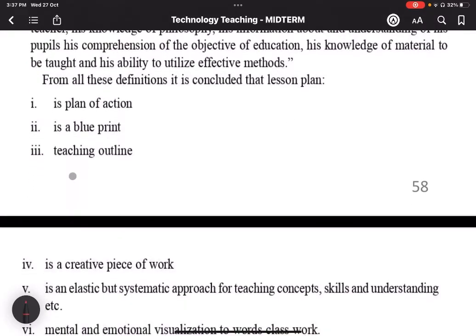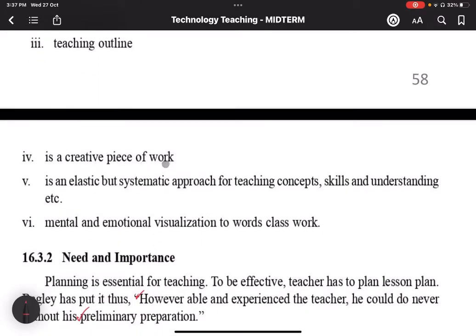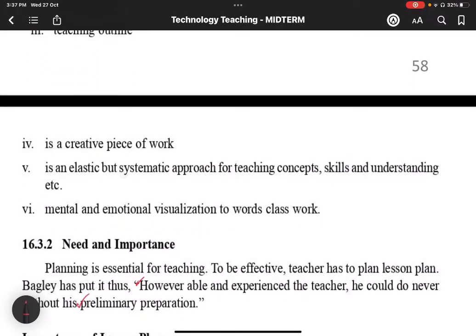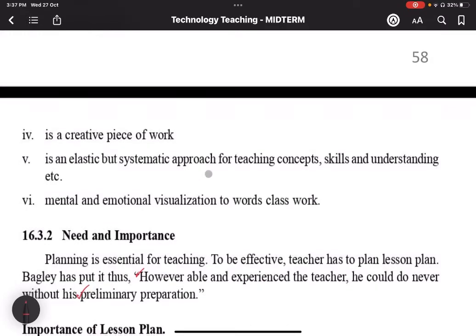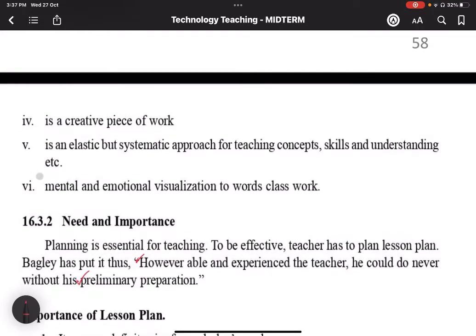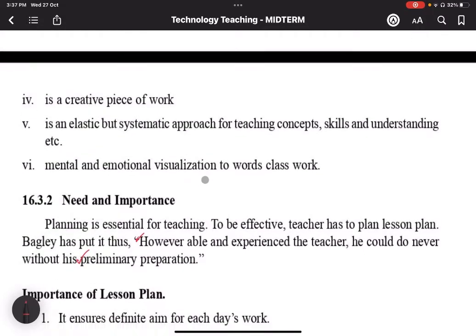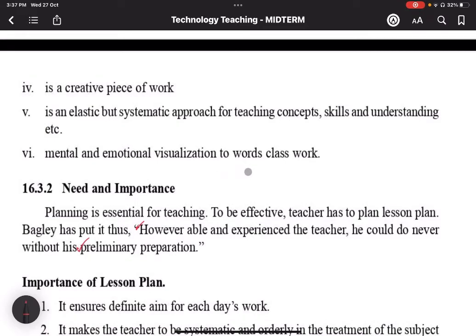It is a blueprint, a teaching outline. It is a creative piece of work. It is an elastic, meaning flexible, but systematic approach for teaching concept skills and understanding. It is a mental and emotional visualization of the teacher.